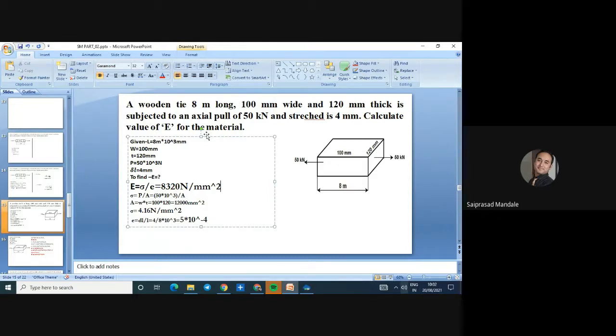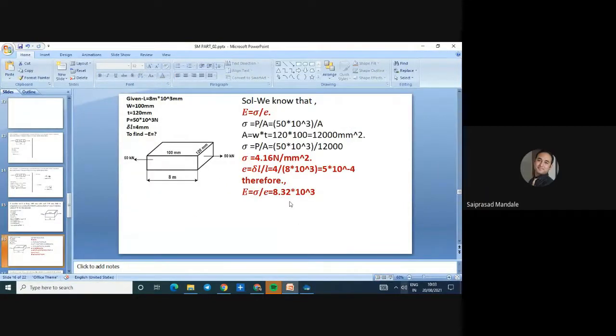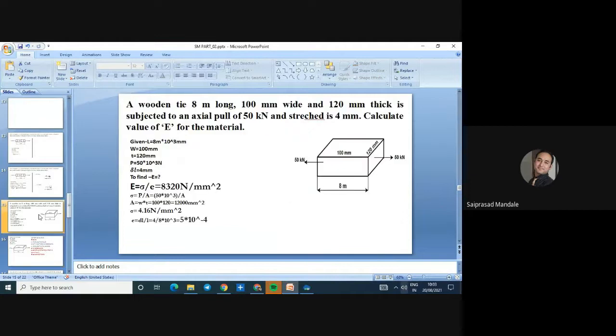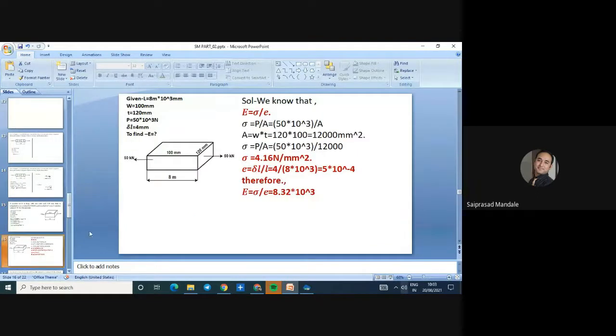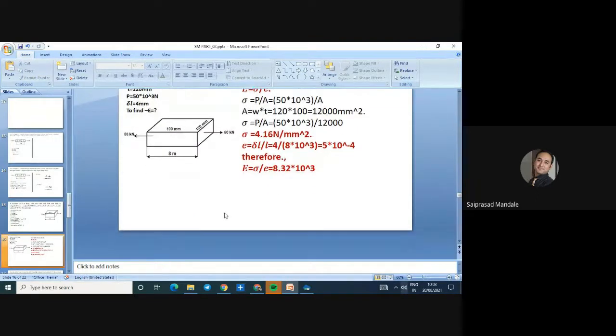Expecting the answers. Let me check. 8.32 into 10 raised to 3. Okay, the correct answer. You can write 8320 or 8.32 into 10 raised to 3 Newton per mm square. Perfectly correct answers. Now we are moving to the next one.